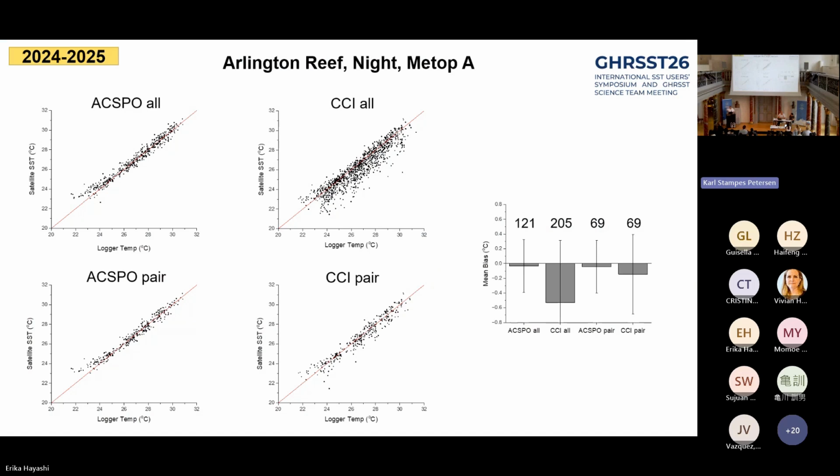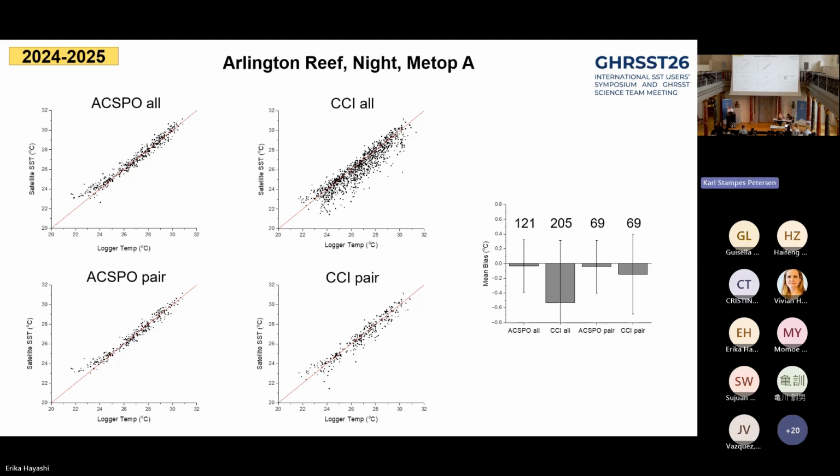So this is just an example of a comparison at Arlington Reef during the night, METOP A, where AXPO outperforms CCI fairly comfortably. But it's an extremely good example of the challenge that I have with comparison. AXPO is reprocessed about a month after real-time data is collected, and you only get to process data. And I'll show you what we think the effects of reprocessing are.